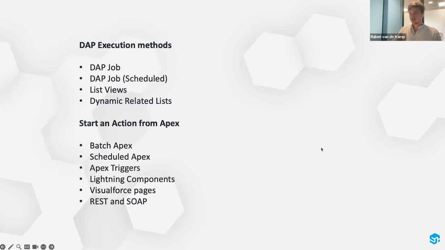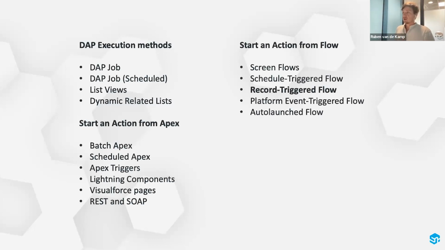Another option is starting an action from Apex. So we've implemented that in Data Action Platform to be able to start actions from Apex. So you can do it by scheduled Apex triggers, if that's interesting to you. And of course, this isn't limited to using Ask ChatGPT, the new action, but to any action we have in our action library. The last way to kick off any action that we have in our library is from flows. And we can kick off an action from any flow type.